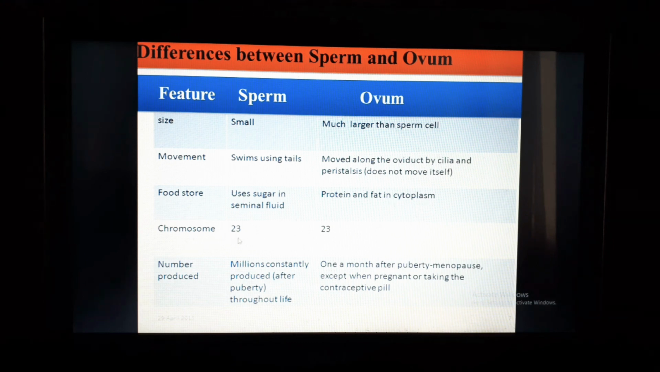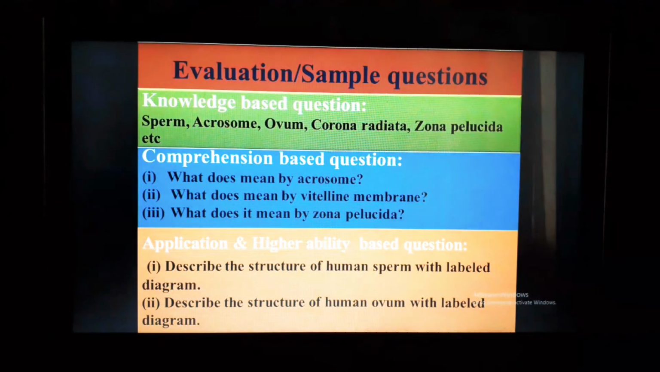Chromosome: 23 chromosomes are contained in sperm and also ovum. Number produced: millions of sperm are constantly produced after puberty throughout life, and in ovum, 1 per month after puberty until menopause, except when pregnant or taking contraceptive pills. Dear student, these are the differences between sperm and ovum.